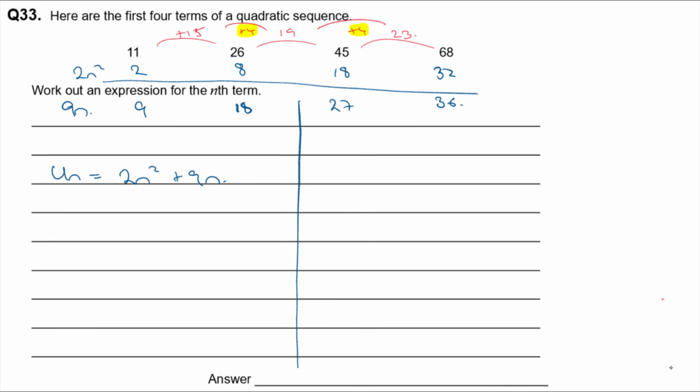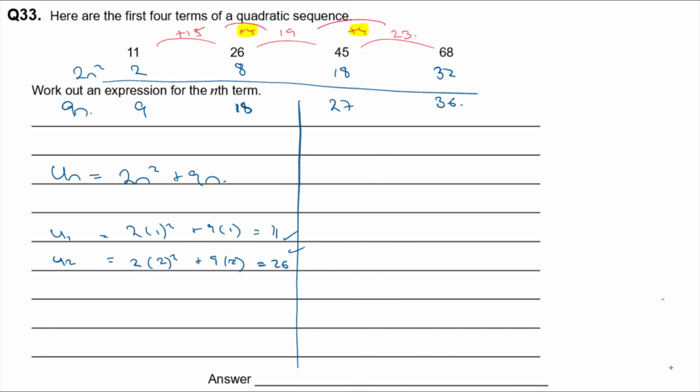Now, it's a good idea just to double check. So, you know, u1 is 2 lots of 1 squared plus 9 lots of 1. Is that true? 2 lots of 1 squared is 2 plus 9 is 11. That works. And u2 is equal to 2 lots of 2 squared plus 9 lots of 2. So that's going to be 8 plus 18. That is 26. So it seems to work.